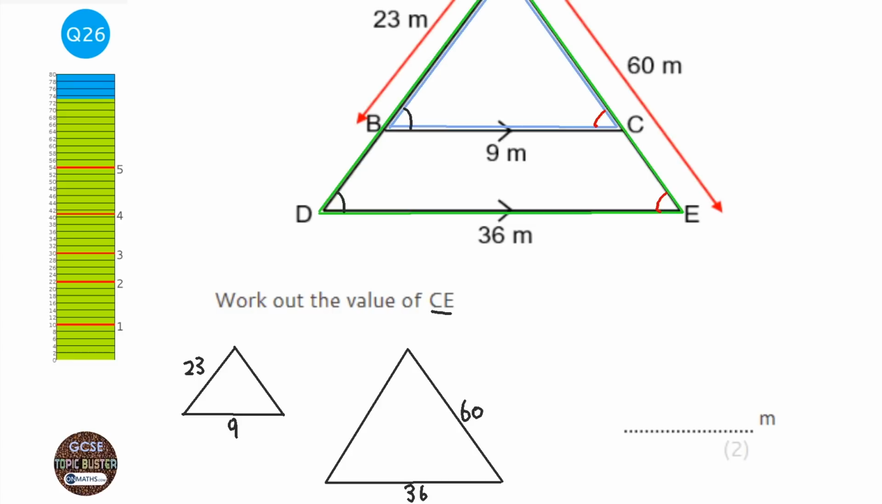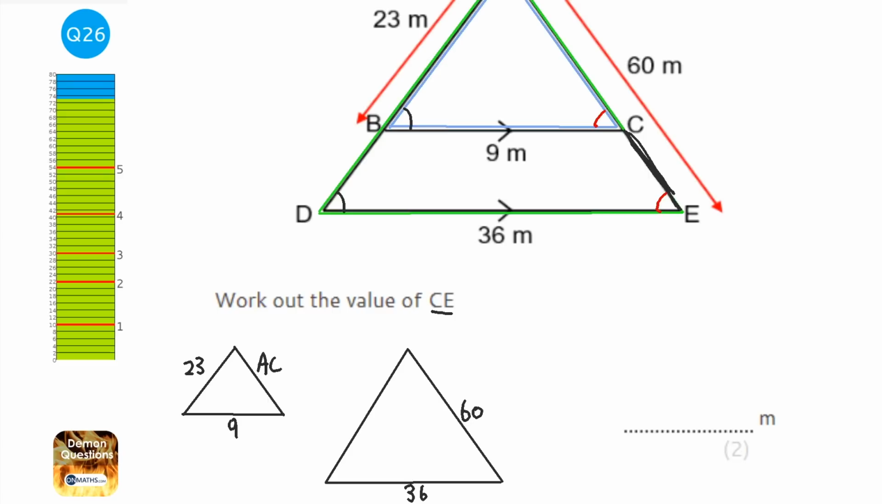Okay, now it asks for the value of CE, which is this bottom length here. That's the bit we're trying to find. But I'm going to ignore that, and I'm going to work out what AC is. The reason for that is if I know AC, I can take away from 60 to work out CE, because I know the total distance is 60.